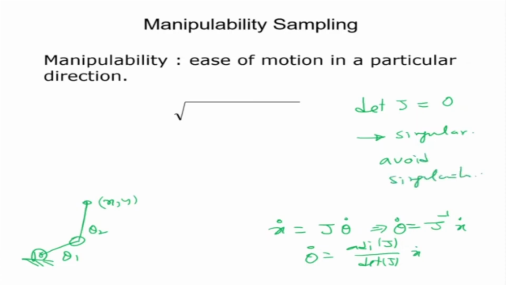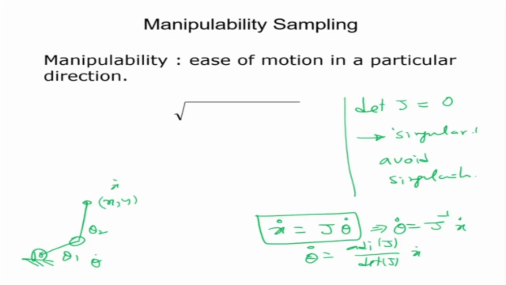Singularities basically mean that your energy requirement becomes infinity, and that's a point where you cannot go. For more details, please refer to the earlier lectures, the introduction to robotics course, or the textbook. Very briefly, this relationship is between the end effector velocity x dot and the joint velocity theta dot. If determinant of J becomes equal to 0, then your joint velocity will become infinity.